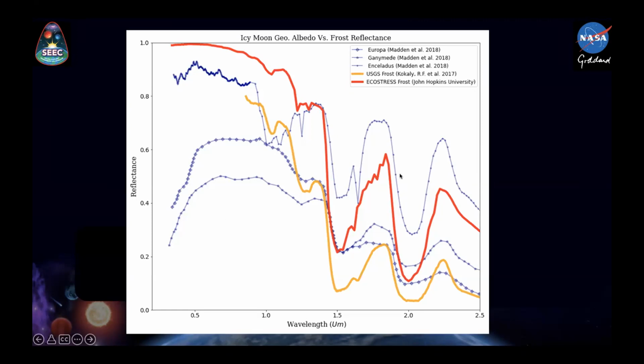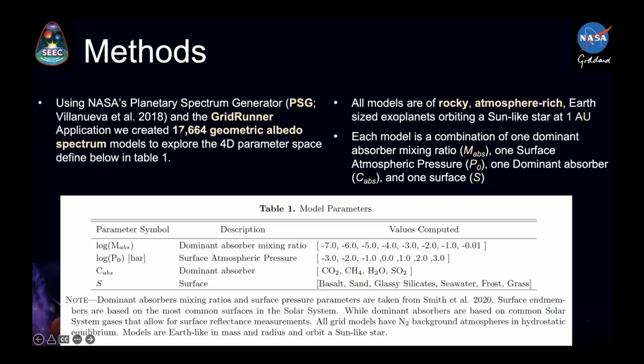Can we still see these features? So what we did was we created something like 17,000 models of geometric albedo spectra to explore a 4D parameter space defined down here. In these models, we essentially took the Earth and stripped it of everything that makes it earthly. And we said, okay, now instead of having this beautiful diverse atmosphere, you're going to have an N2 atmosphere with one of these 4 dominant absorbers, only one at a time.